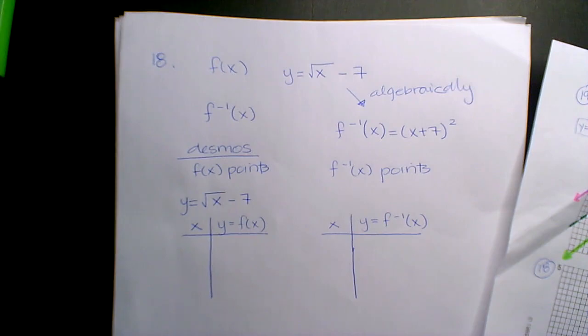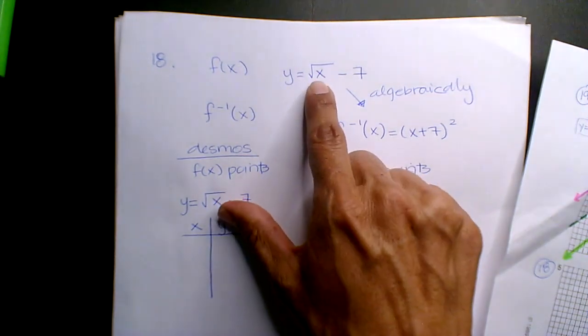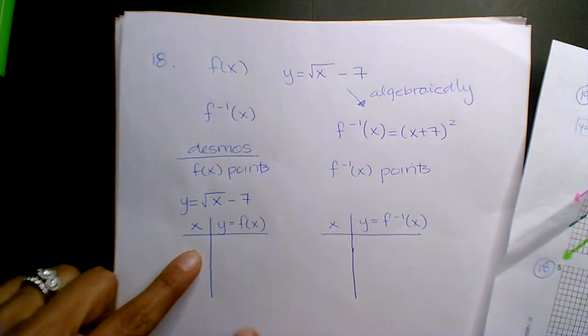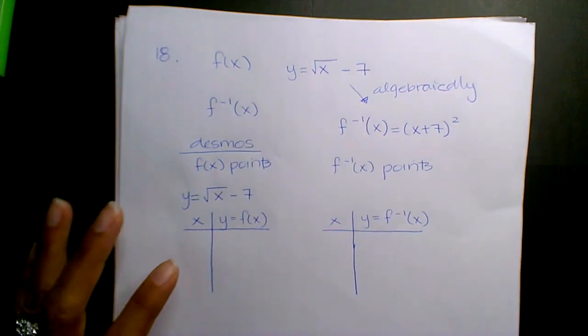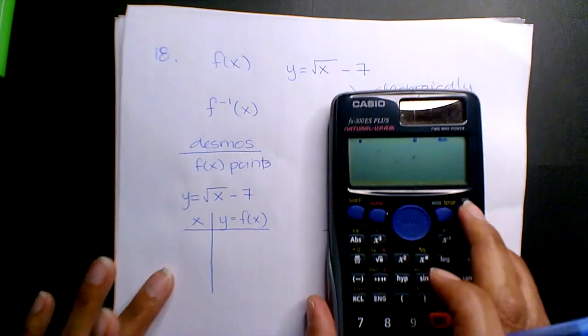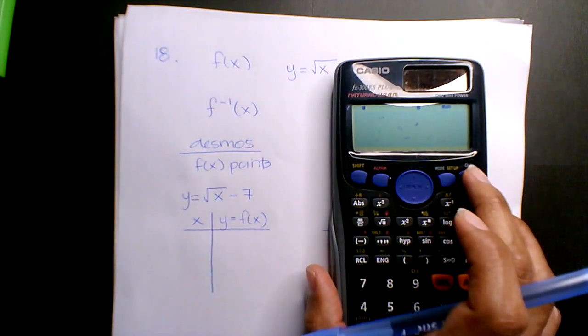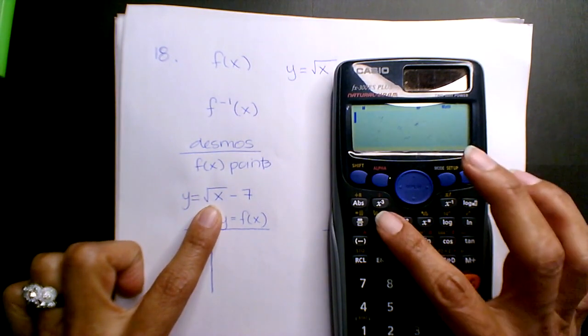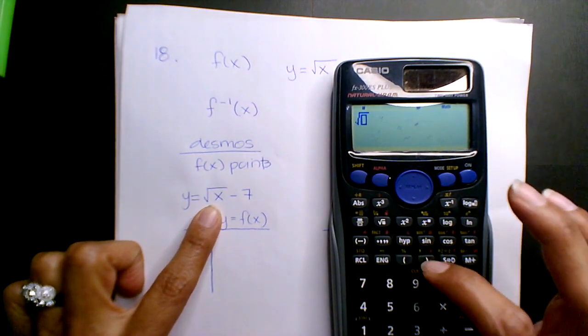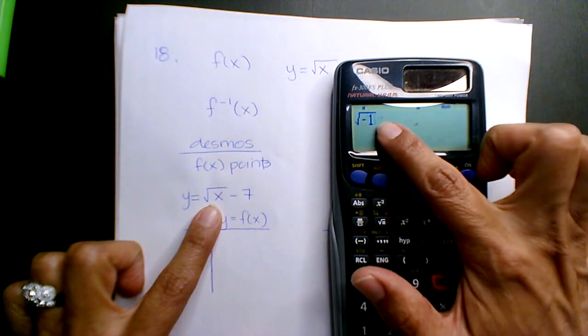So 18 is y equals the square root of x minus 7. We're going to find x values here. However, you have to understand with root functions, next week we start practicing how to graph. Okay, look. You guys know you cannot put a negative number into a square root, right?